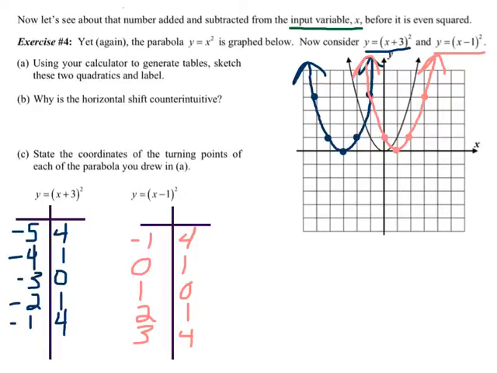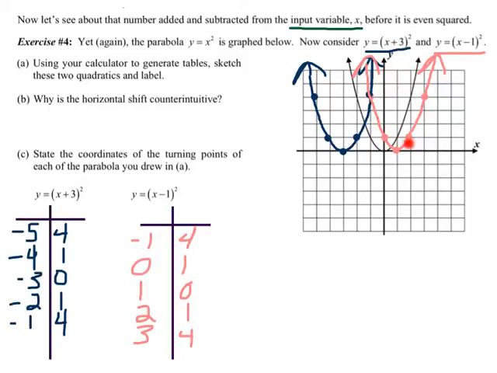Let's take a look at what's going on in blue first. That is y equals x plus 3 squared. It says this is the horizontal shift, counterintuitive. So why did it move the opposite way? Well, because we're squaring it after the fact. So we have to take notice that this y equals x plus 3 squared, that's in blue here, it said plus 3.